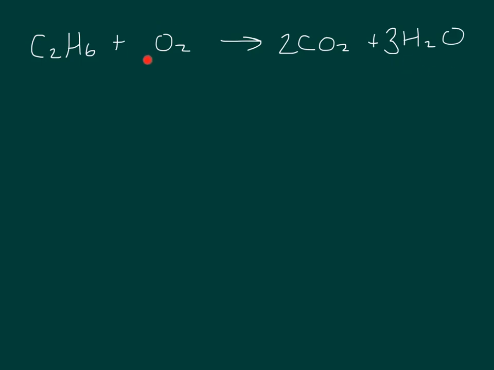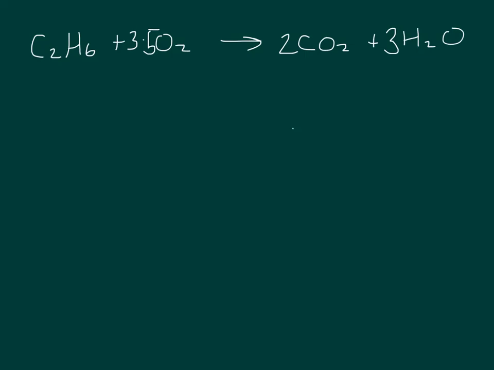And now we need to count up the oxygen to balance it with the oxygen on the left hand side. Here we've got 2 times 2 oxygens is 4, and 3 times 1 is 3. That's 7 oxygens. So if we have 7 oxygens, then we need 7 divided by 2 over this side, which is 3.5 oxygens reacting with the ethane.